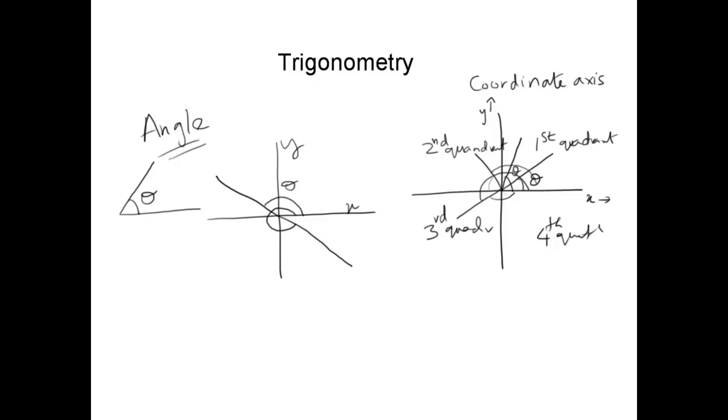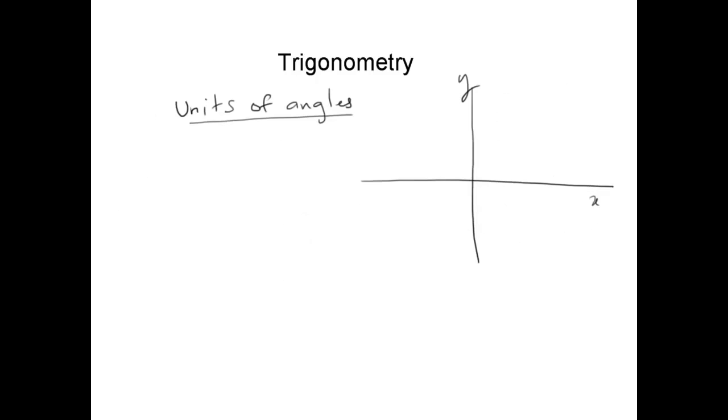Now let's move on to the next topic: units of angles. What are the units of angles? The units of angles are either degrees, which is something like this, or radians. So if I draw a line this way, say this is theta, and I measure it close to 60 degrees, this is the angle 60 degrees.